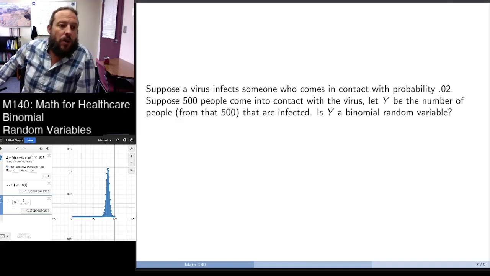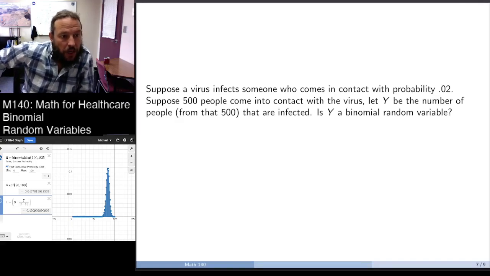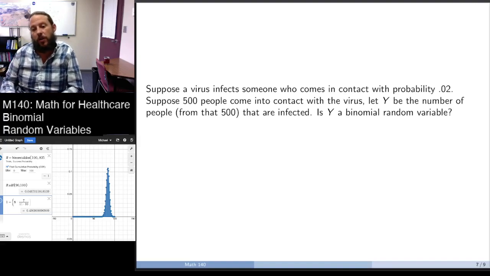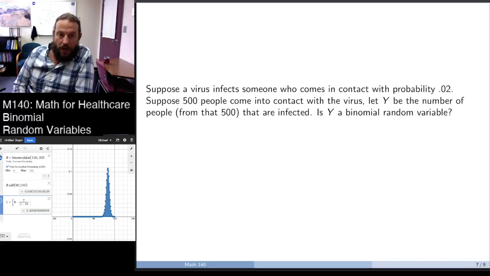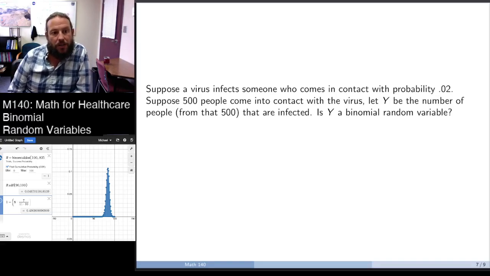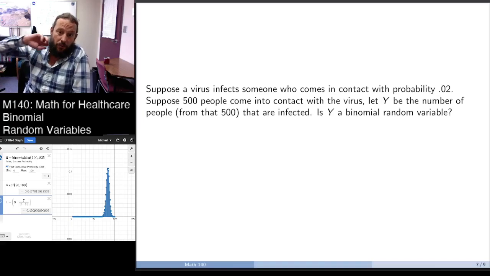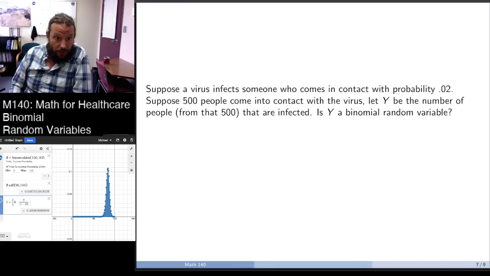We're going to continue on with our discussions and exploration of binomial random variables and their distributions. Let's suppose a virus infects someone who comes into contact with it with probability 0.02, a 2% chance. Suppose 500 people come into contact with the virus, and we'll let Y be the number of people from that 500 that are infected.